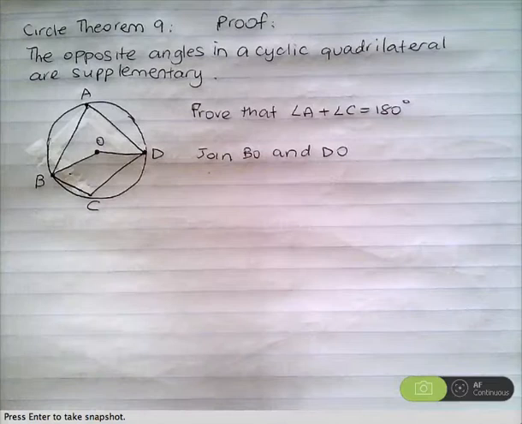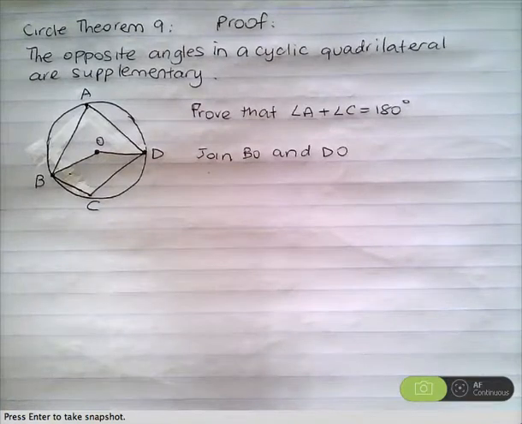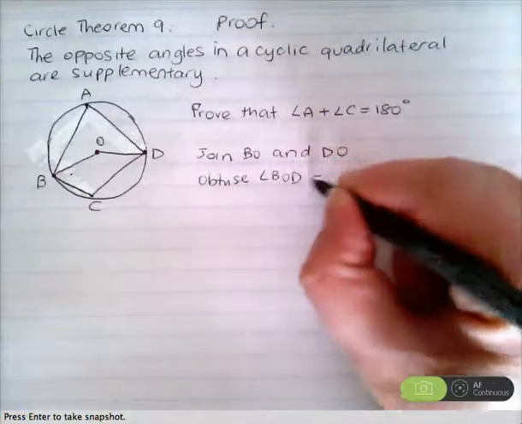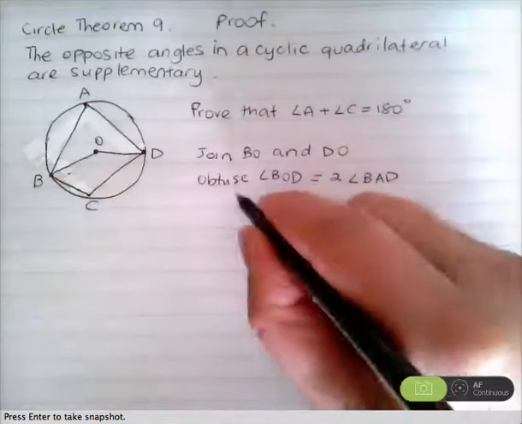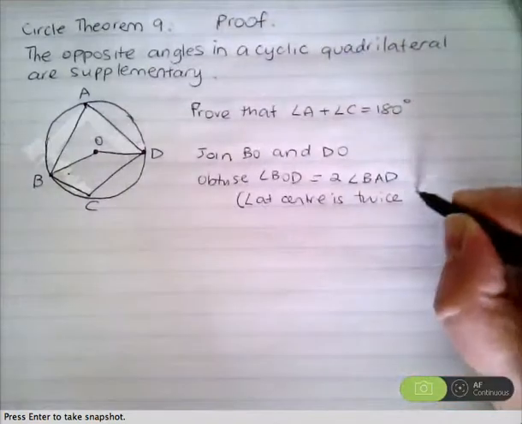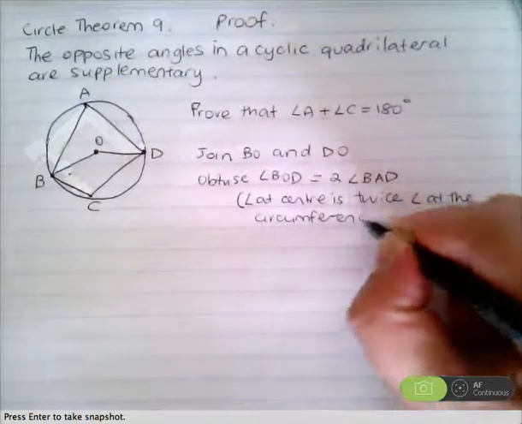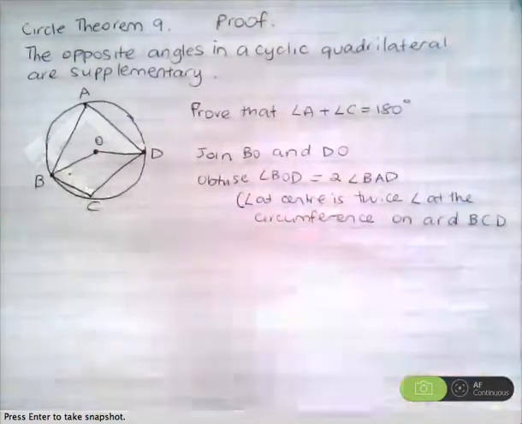What we can see is that angle A, okay, so we've got angle A up there, that's the angle at the circumference, and we've got that angle BOD, the obtuse angle BOD, so that angle down there, equals twice the angle at the circumference. So I've got that obtuse angle BOD equals 2 times angle BAD, or just 2 times angle A, because the angle at the centre is twice the angle at the circumference. I'm going to put on arc BCD. Now I'm calling it arc BCD so that we know that it's the minor arc.